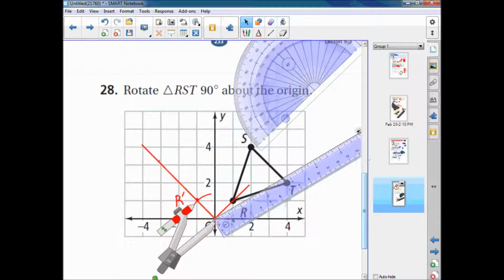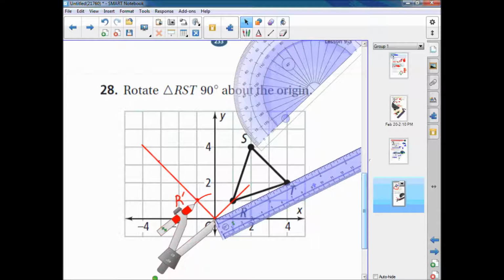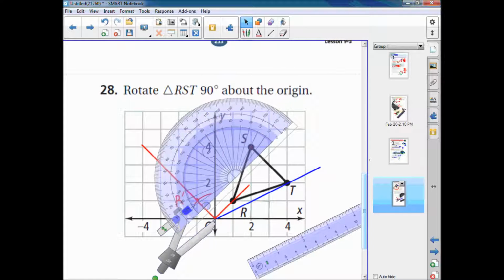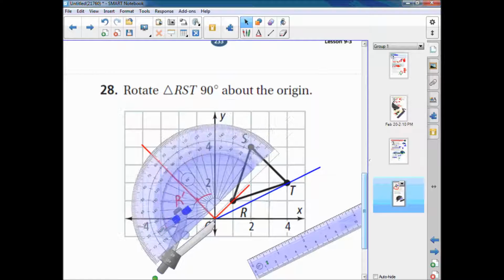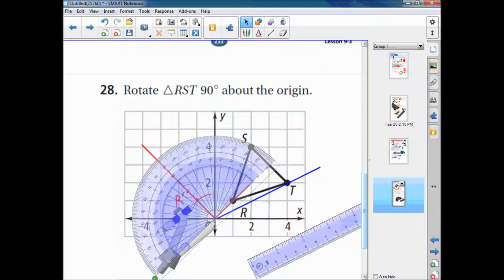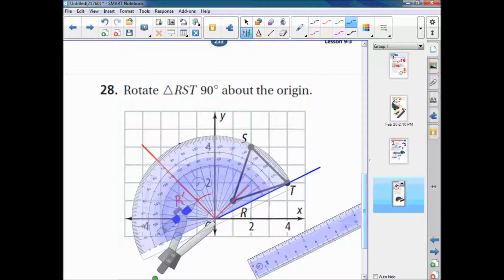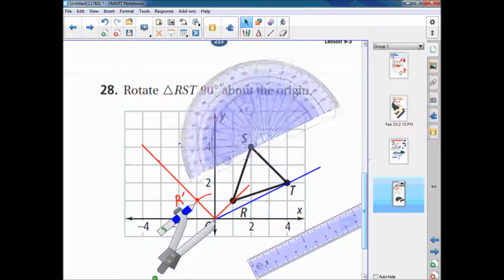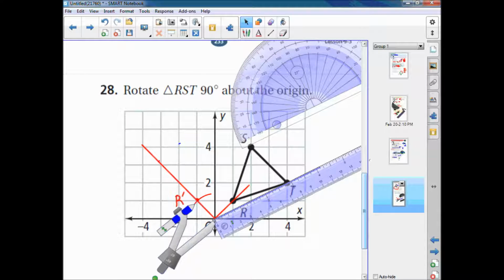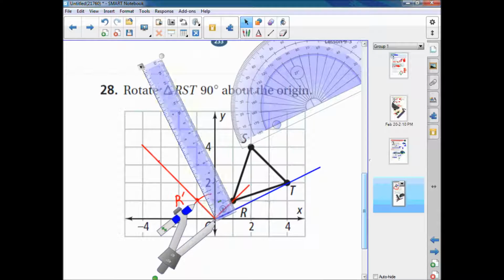All right, so I'm going to line it up. Here's our O to T. I'm going to do this one in blue. Then I've got to measure 90 degrees again. So we put the center of the protractor on the center of rotation, spin it around, find our 90 degrees, and mark this off. Then we take a straight edge and draw in from O through that place where we marked, a 90-degree mark.